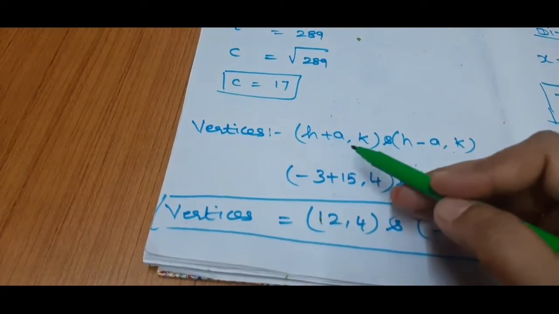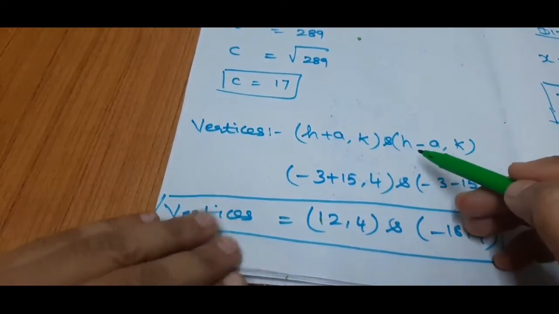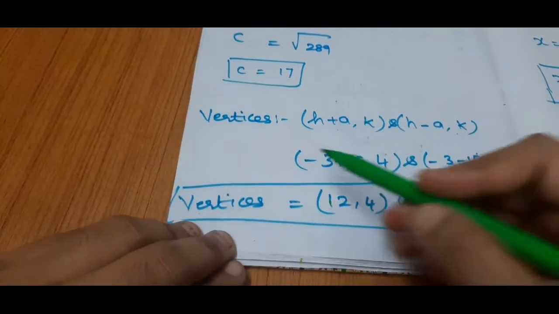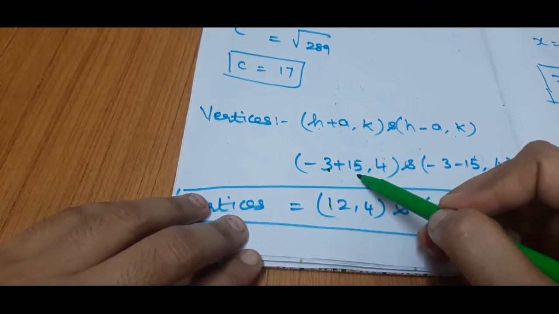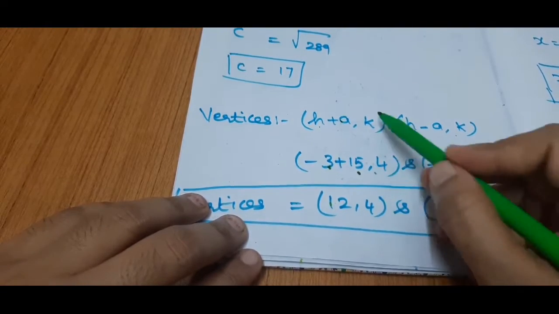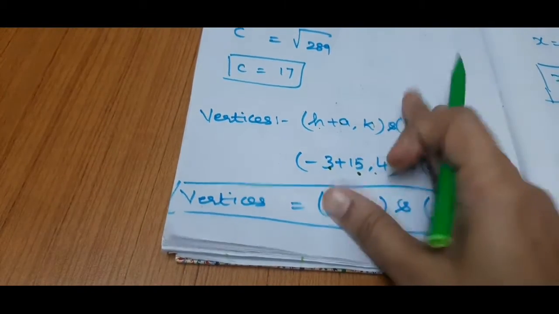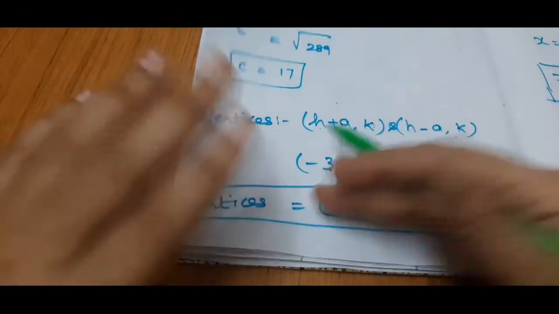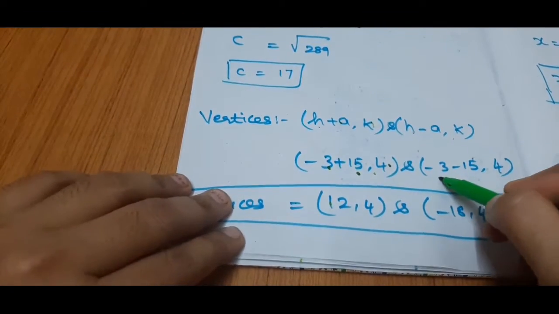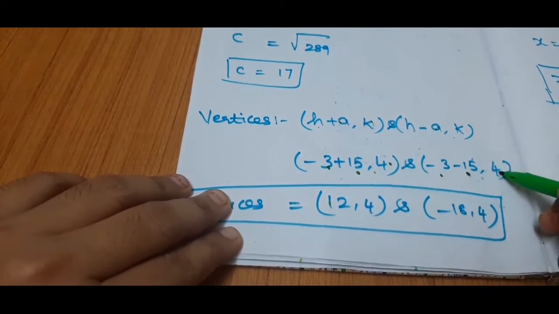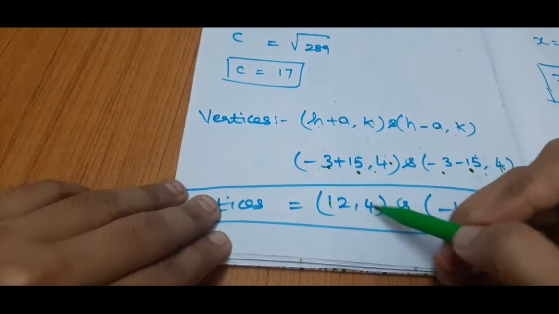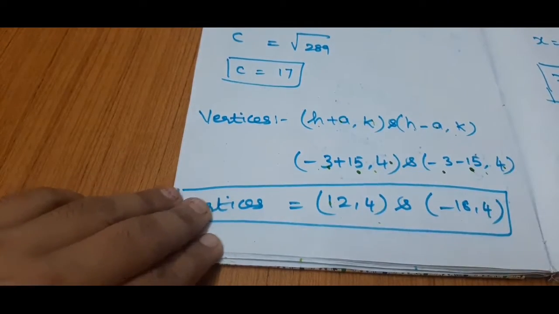So the vertices will be h plus a comma k and h minus a comma k. That is, in place of h I have minus 3, in place of a I have 15, comma 4. And h is minus 3 and minus a is minus 15, comma 4. So 12 comma 4 and minus 18 comma 4 are the vertices.